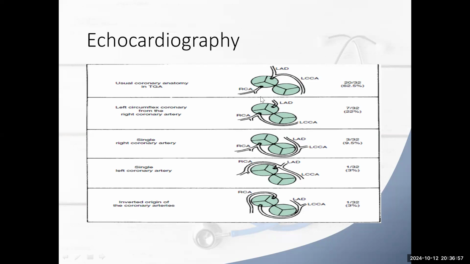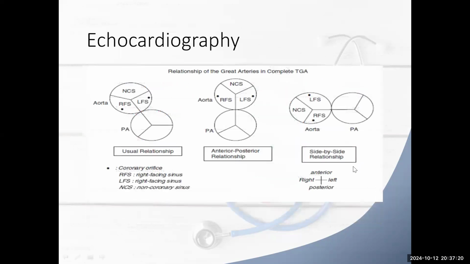The most common or usual type is the left coronary artery coming from the left and branched, and the right coronary artery coming from the right. The other type may be the LAD only coming from the left, but the right coronary artery and left circumflex coming from the right. This is the second most common type. It may be a common single coronary artery coming from the right, or a single coronary artery coming from the left.